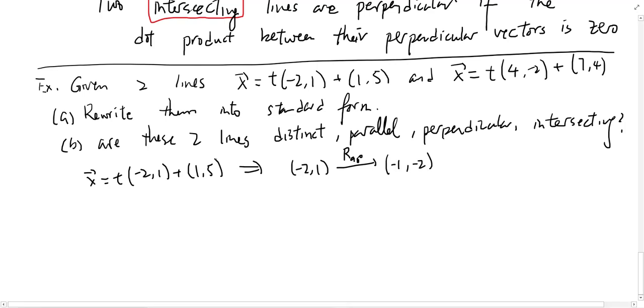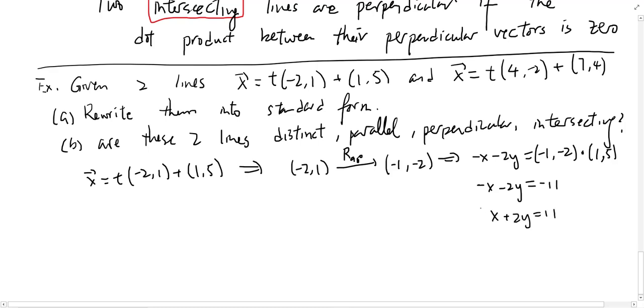And now, along with the point (1, 5), I can write it in standard form. It would be negative x minus 2y equal to (negative 1, negative 2) dot product (1, 5). So if I simply do my math, negative x minus 2y equals negative 1 minus 10. So it becomes negative 11. And I'll just flip all the signs to make it look nicer. And so this is the standard form of this equation.